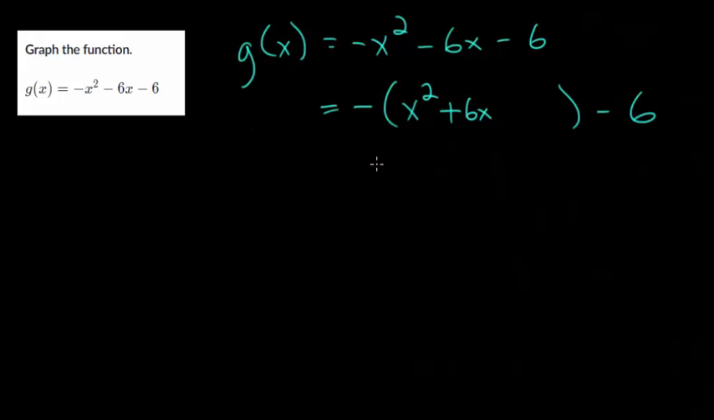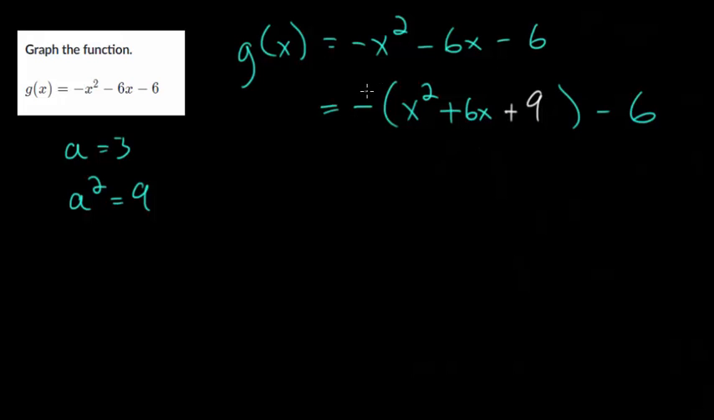Now, to complete the square, remember we have to add a number here to transform this to a perfect square. And the a value from our formula is always half the coefficient on x, so 3 in this case. And the number we have to add is always a squared, so 3 times 3 is 9. So I will add 9 here. Let me change colors. And I'm adding 9 on the inside of the parentheses.